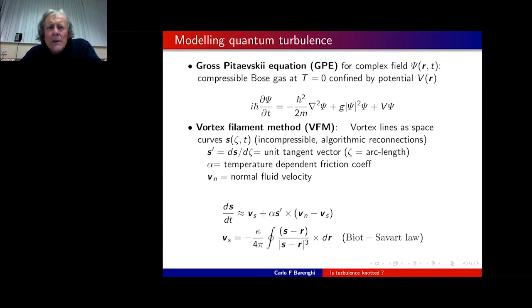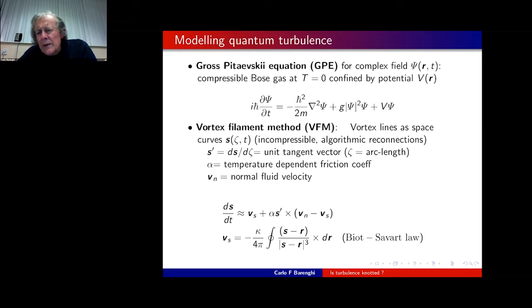So here you see how we can model quantum turbulence. The two most popular models: one essentially is a nonlinear Schrödinger equation. It is called the Gross-Pitaevskii equation for a Bose-Einstein condensate. It's a nonlinear field equation. Notice the cubic nonlinearity. It's the equation for the complex wave function psi.